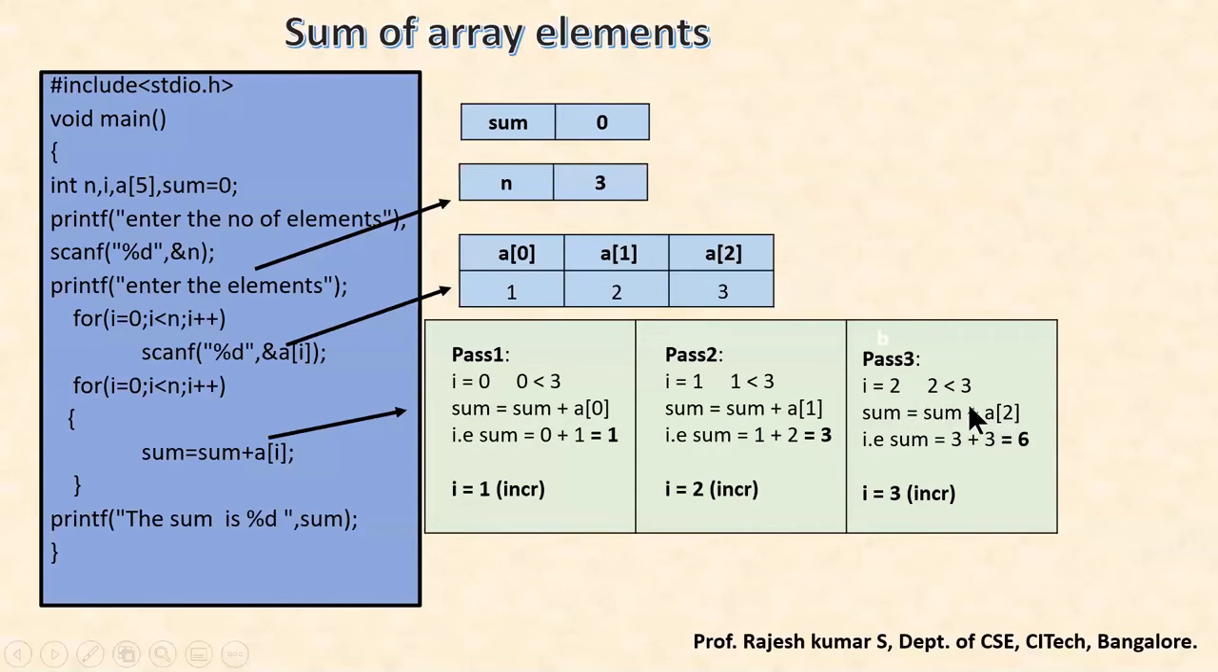What is the updated value of I? 2. A of 2. What is a of 2 from the array? We get 3. 3 plus 3 is 6. Now the sum variable has been updated with the value 6. I gets incremented. I will become 3. Is 3 less than 3?